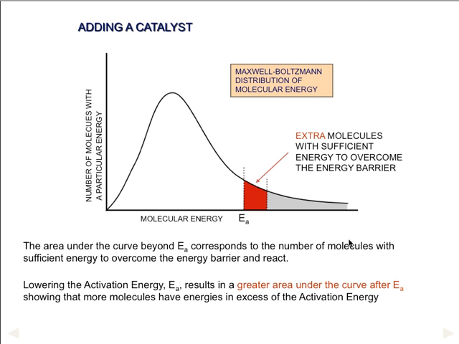So remember that just by adding that catalyst, we're shifting that activation energy over. We're not doing a different distribution in the Maxwell-Boltzmann, but we're shifting that energy lower so that more particles are under the curve and able to initiate the reaction.